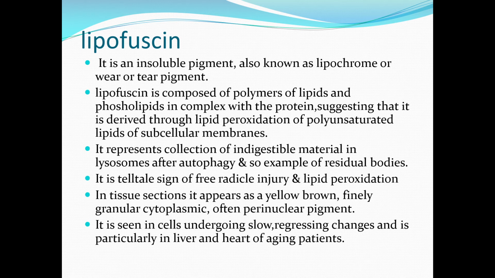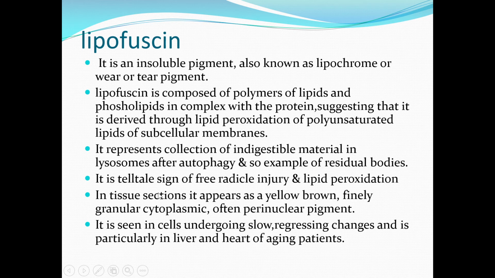Now the other endogenous pigment is lipofuscin. It is an insoluble pigment, also known as lipochrome or wear and tear pigment. Lipofuscin is composed of polymers of lipid and phospholipid in complex with protein, suggesting that it is derived through lipid peroxidation of polyunsaturated lipids of subcellular membranes. So it is a complex substance. It represents a collection of indigestible material in lysosomes after autophagy, and so it is an example of residual bodies.